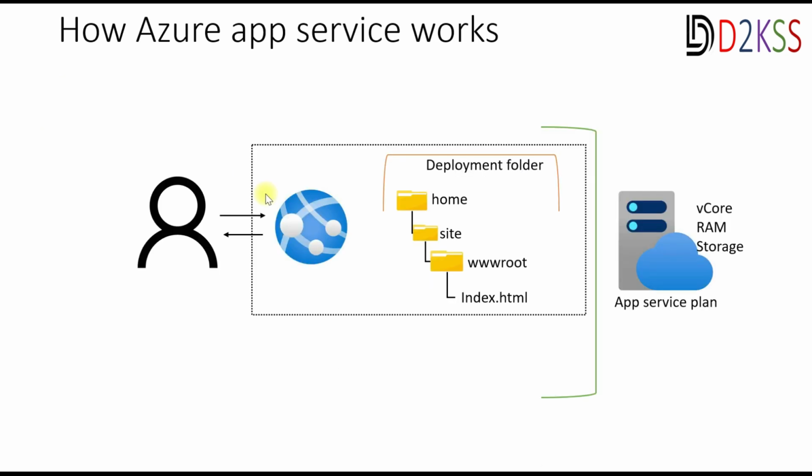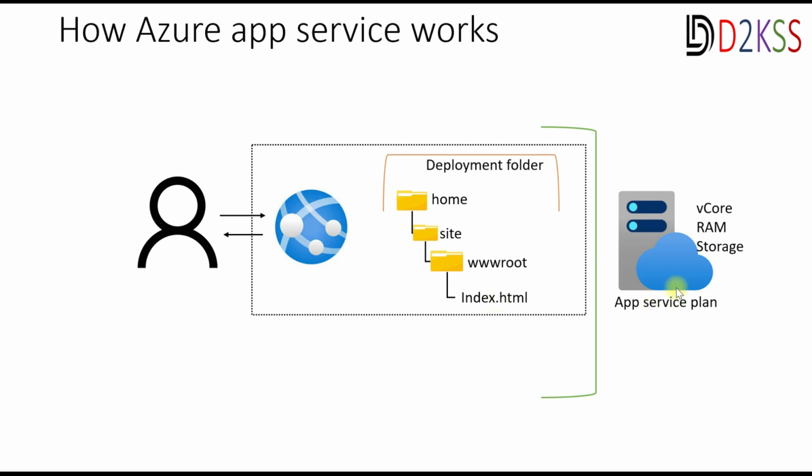So how will Azure App Service work? As a user, you're trying to call any website or any web application. So you send the request, and Azure App Service will process the request and give the response. So this is the deployment folder structure. Under wwwroot, you can deploy all your HTML and respective code.